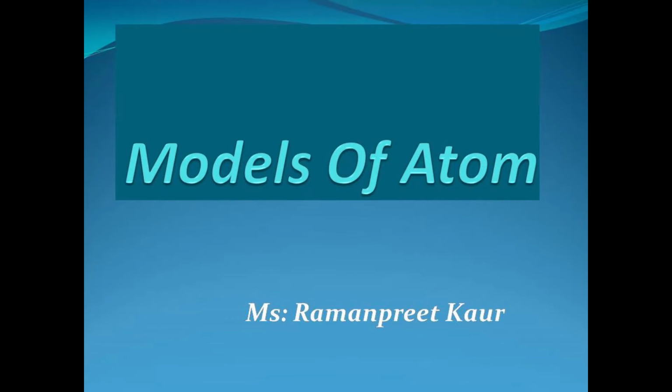In this video we will discuss the models of an atom. Earlier it was known that the atom was the smallest particle of matter, but later discoveries led to the information that the atom is further subdivided into subatomic particles. These are electrons, protons and neutrons. Now we know that the atom is further subdivided, but how these three particles are arranged in an atom, we will study in this video.